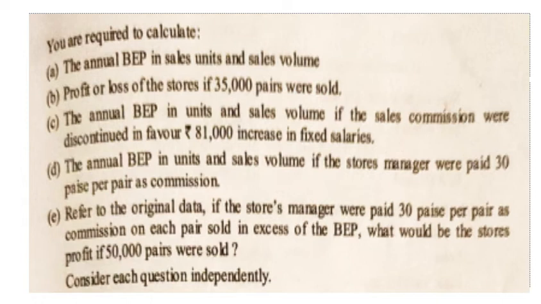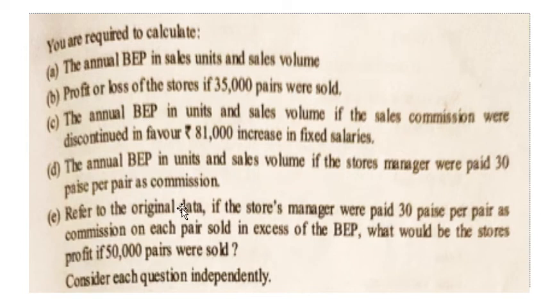Refer to the original data: if the store's manager were paid 30 paise per pair as commission on each pair sold in excess of the break-even point, what would be the store's profit if 50,000 pairs were sold? Consider each question independently. So here they have given us 5 questions. Each question will be solved independently. So let us get into the solution.